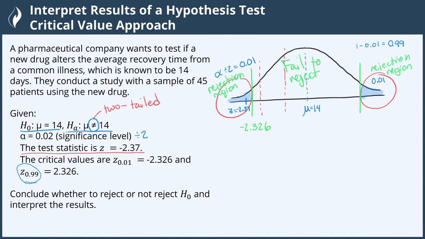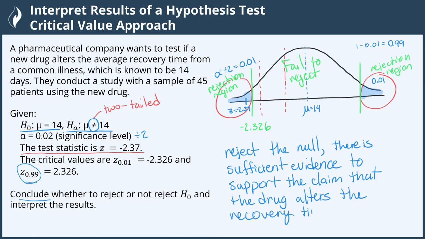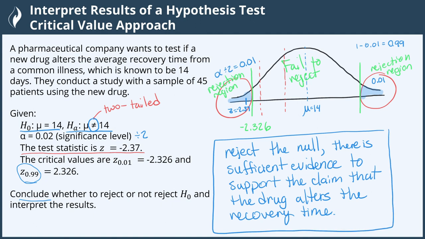So that helps us decide our conclusion that we reject the null. And that means there's sufficient evidence to conclude the alternative. We've now answered both of our questions about whether we reject or not reject the null, and we've interpreted those results that there's sufficient evidence to support the claim that the new drug does, in fact, alter the recovery time. And we're all done.